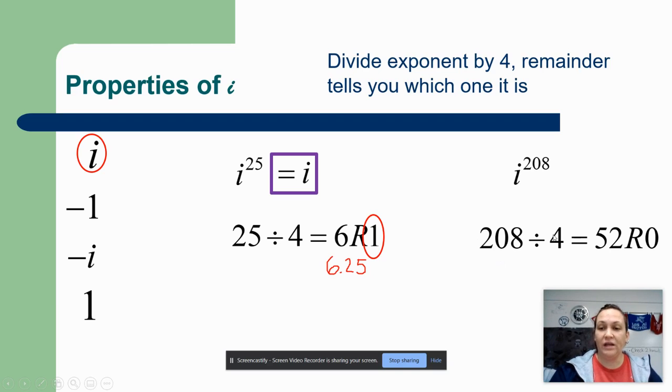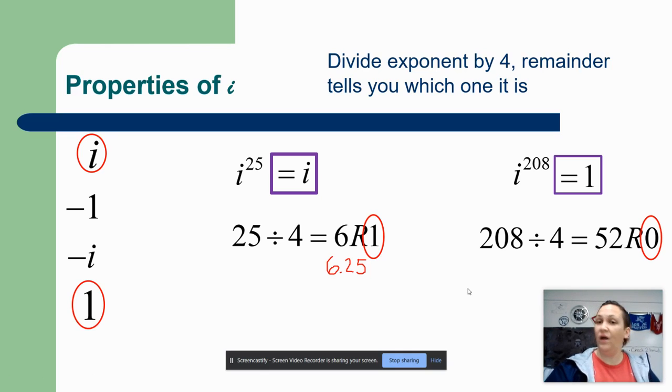Now, 208 is evenly divisible by 4. It's 52 with no remainder. So that means when we typed it into our calculator, there was no decimal. Since it is evenly divisible by 4, that means we're going to use the 4th term in the cycle, because that would not have a remainder, right? 4 divided by 4 is just 1. And so I'm going to use the 4th number, which is 1. And so i to the 208th is actually just the number 1.